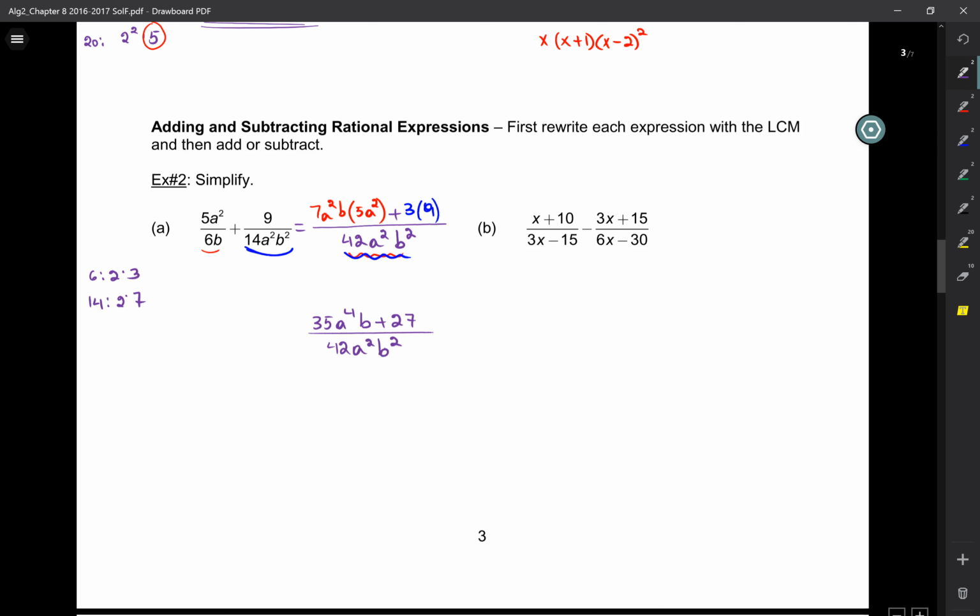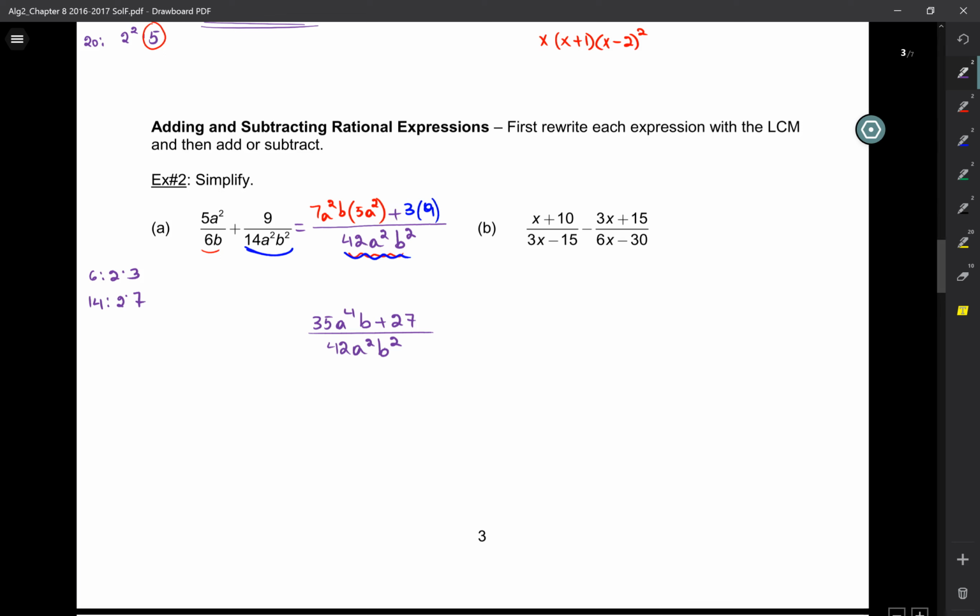No, those are not like terms. Okay. Are you able to cancel out the A's though? No, because you're adding the 27. You wouldn't be able to cancel the A's.